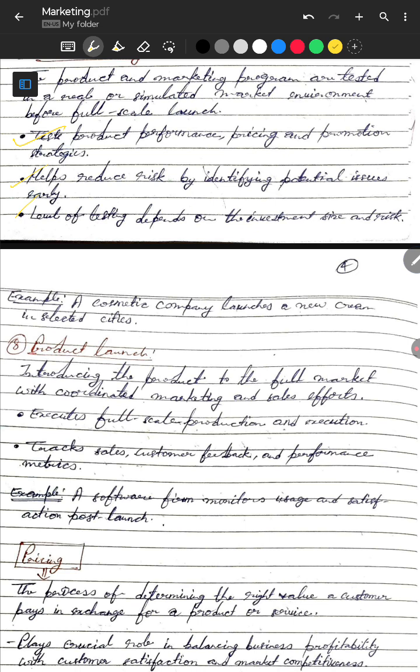That's all about all the stages of new product development.